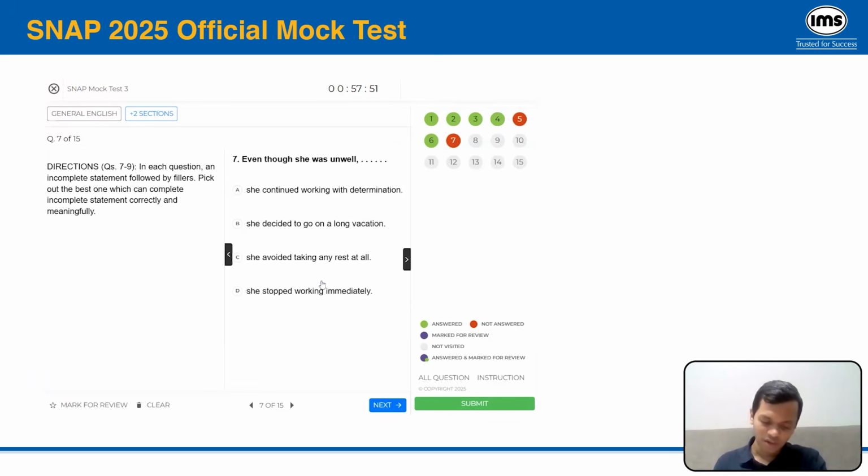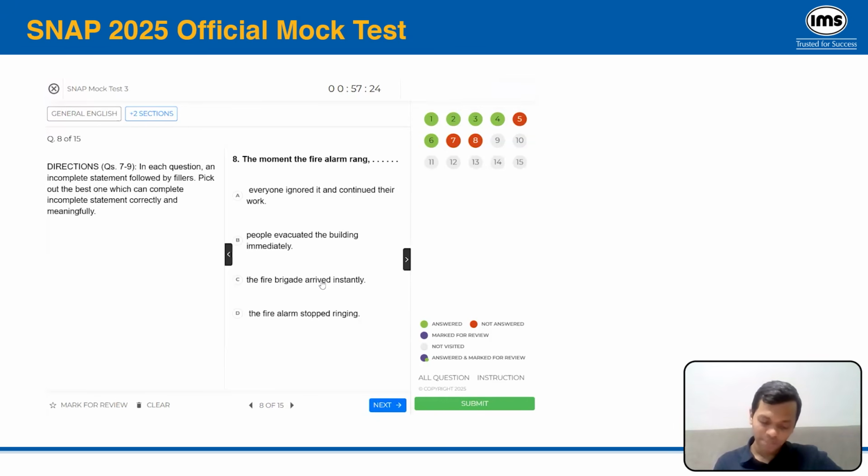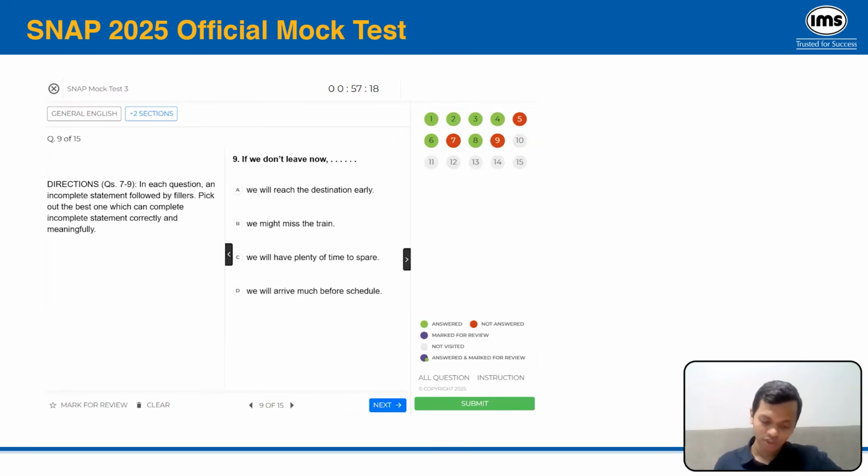Even though she was unwell, she continued working with determination. She avoided taking any rest. She stopped working immediately. So even though she was unwell, maybe multiple things can go, but okay, she continued working with, I don't know. Let's come back to this. The moment the fire alarm rang, people evacuated the building. Sounds logical. If we don't leave now, we might miss the train.